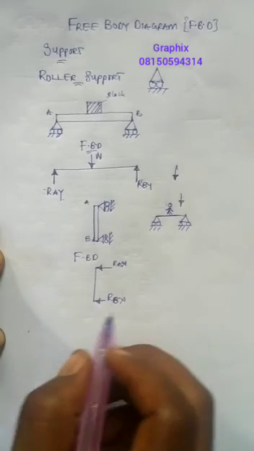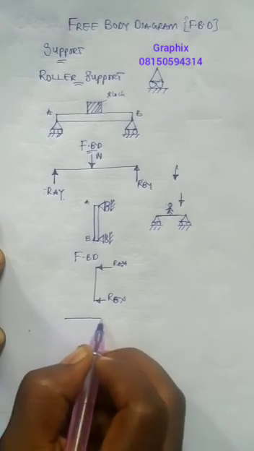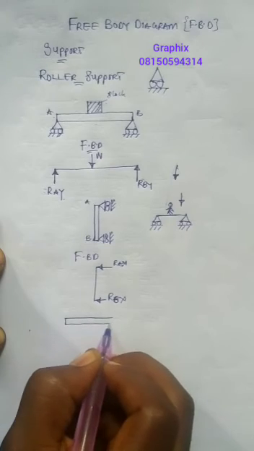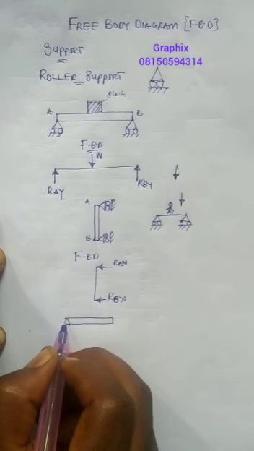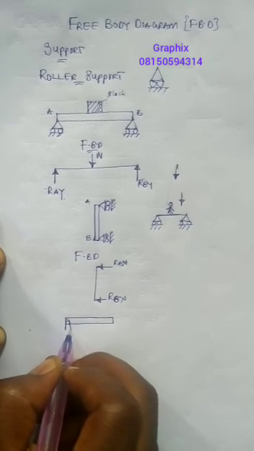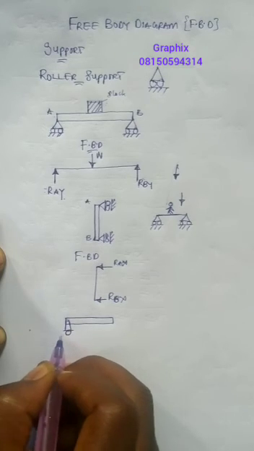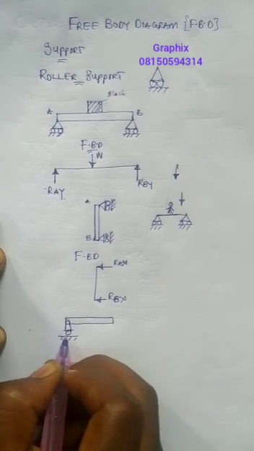Now it might be in this manner. I might draw something like this, and I might decide to do it this way. It's still a roller support.